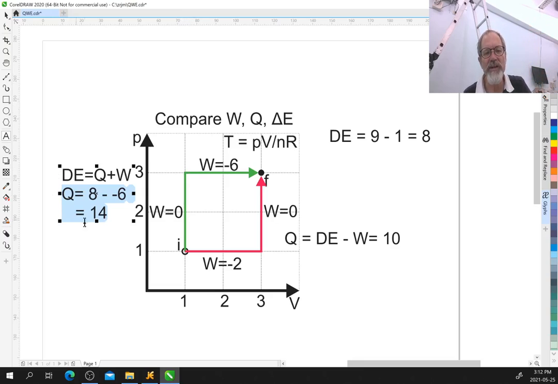All right, so this gives an idea that if we know how much work is done, we can then calculate the amount of heat. I hope this is helpful.